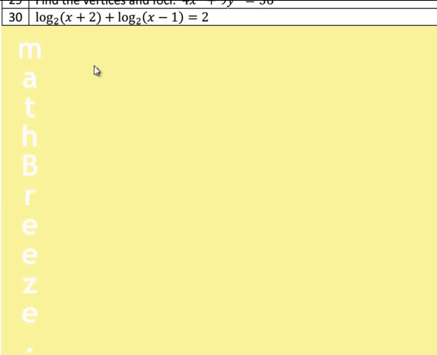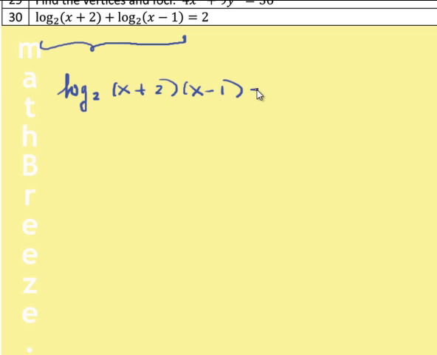And here I want to do another log equation. So we're going to use our log properties to write this as a single log. That would be log base 2 of x plus 2 times x minus 1. Now let's convert this to an exponent equation. So we have 2 squared equal (x plus 2)(x minus 1). Square this out. 4 equals x squared, and here we have minus x plus 2x. That's plus x.